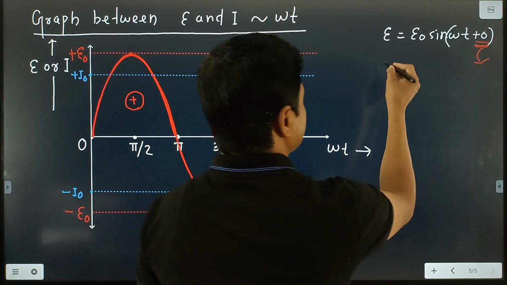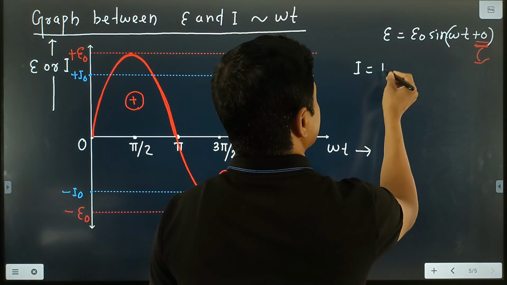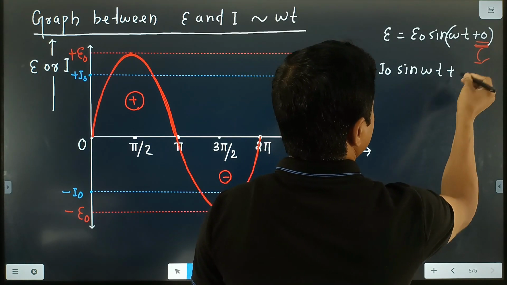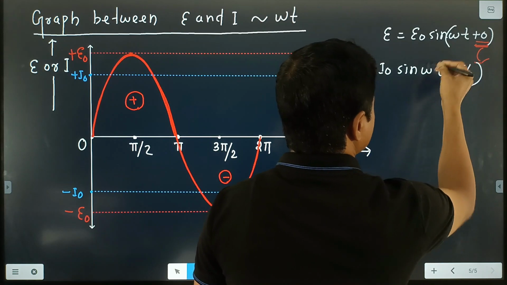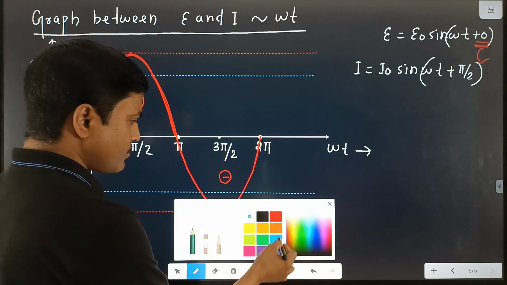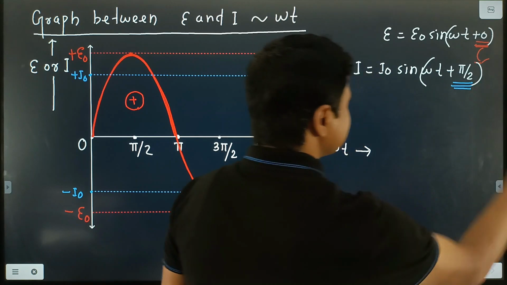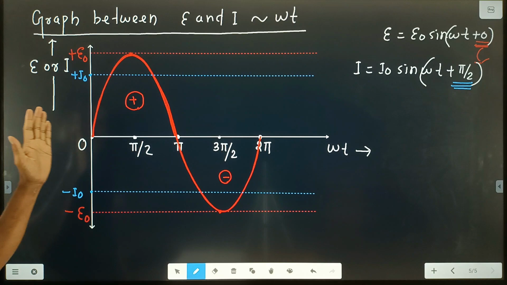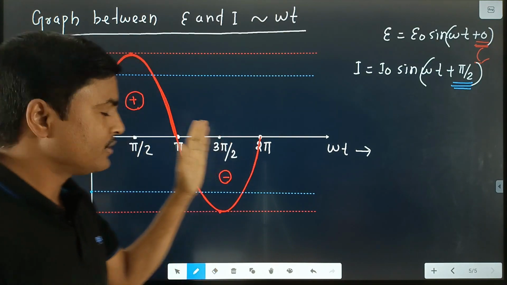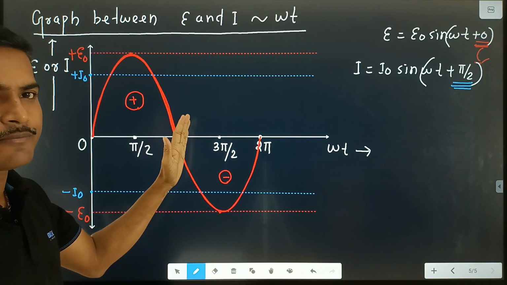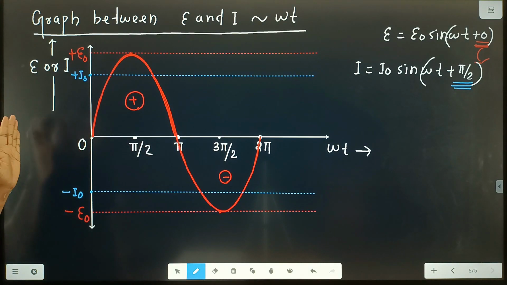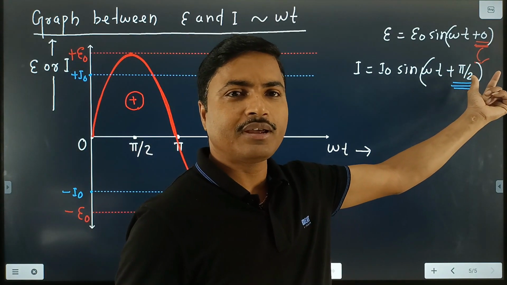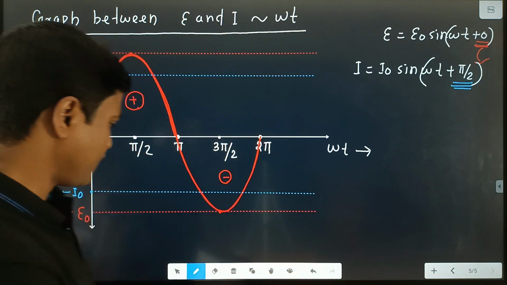And you know the equation for current, that is I is equal to I0 sin(omega t plus pi by 2). That means current leads by an angle pi by 2. Leads an angle means on this side. Lags behind means on the right side. Leads an angle or ahead means on this side. That means ahead by an angle of pi by 2. So that we draw.